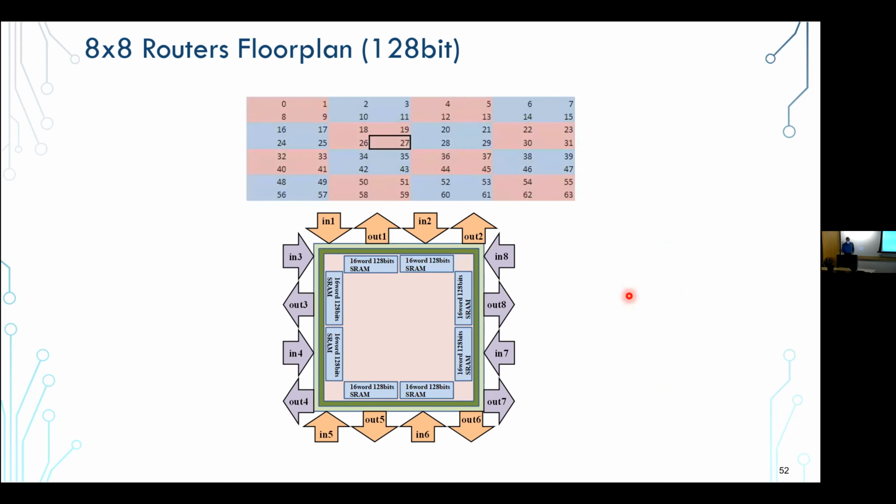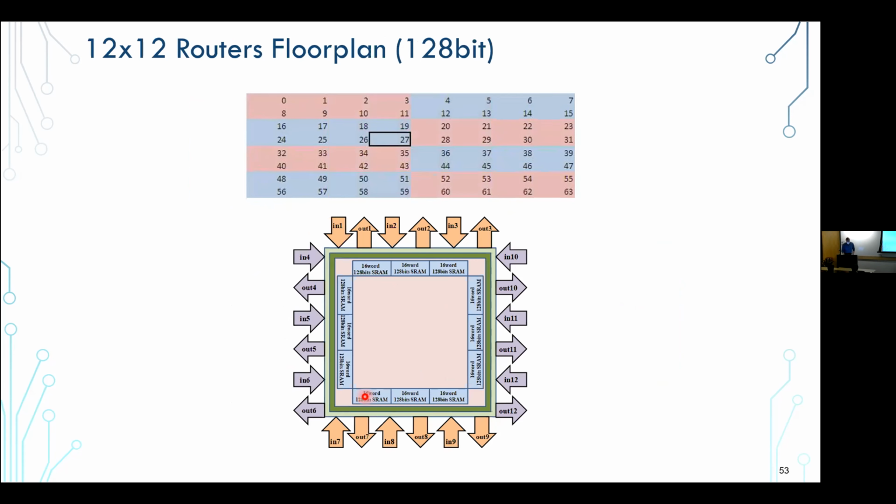On an 8x8, you're grouping, this is a CMesh architecture, right? Where you have 4 cores using 1 router. And then you have fatter wires coming out because you have to match the throughput on each port of all the 4 cores that are coming in. And so this now requires 8 SRAMs to fit in the same router.